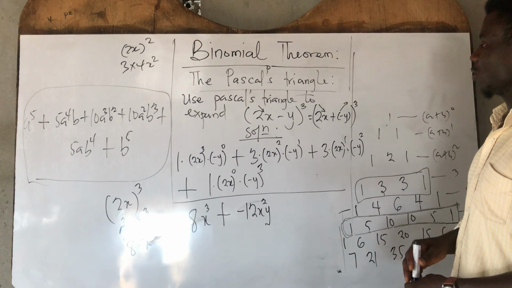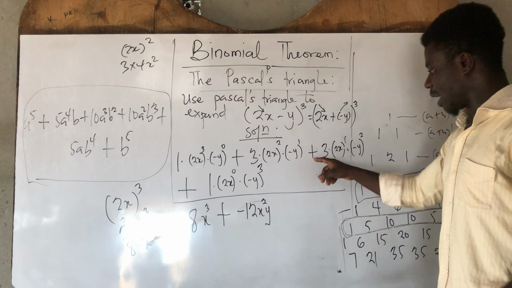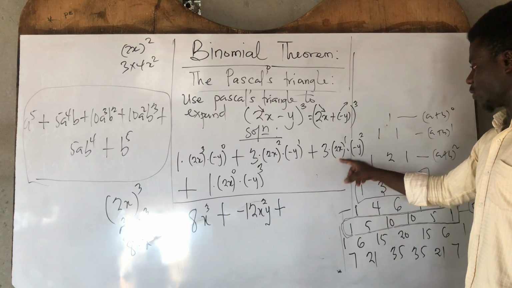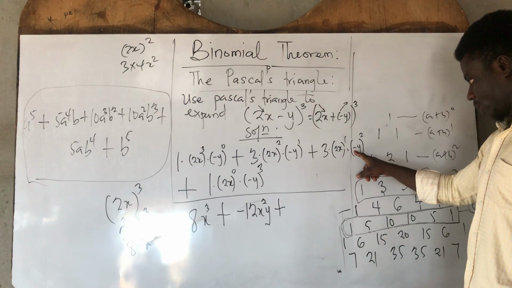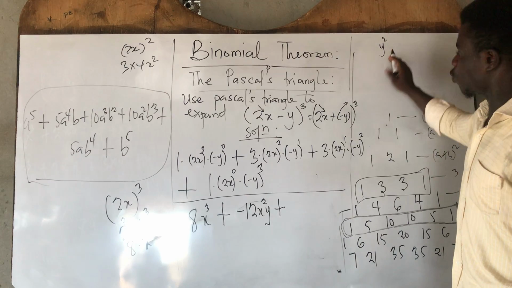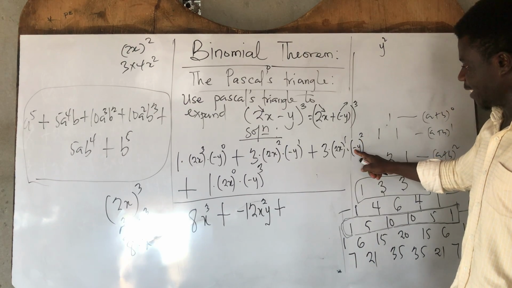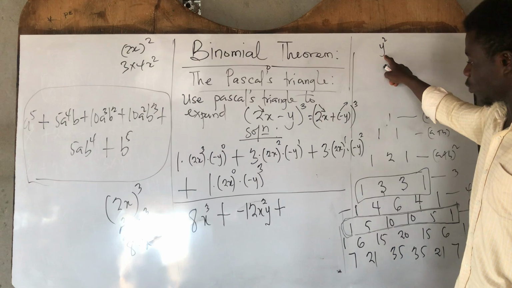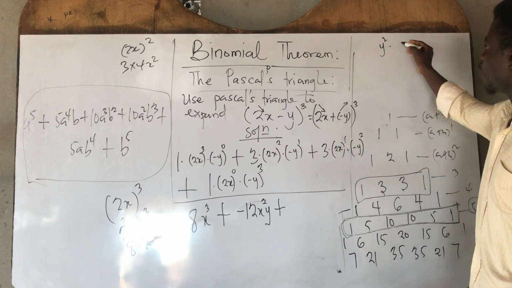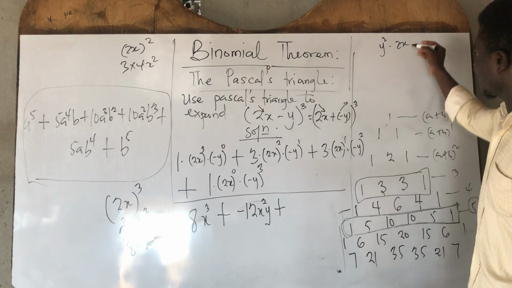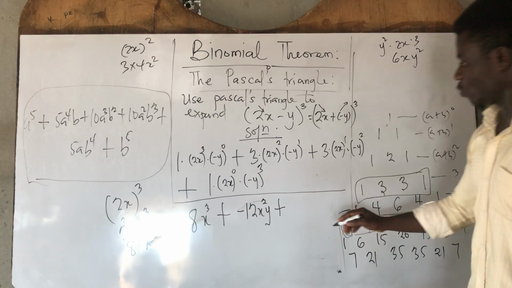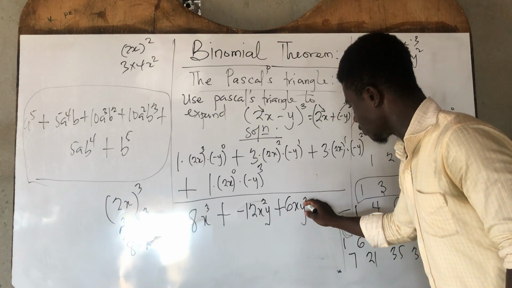Minus 12x squared y. Then plus, we have 3 times this 2x, then times this minus y all squared. Minus y all squared gives y squared, because this 2 is affecting the negative and also affecting y. Then times 2x to the power 1, so we still have 2x. Then times this 3. So I have 6xy squared.